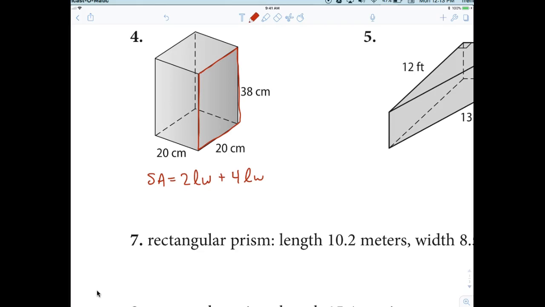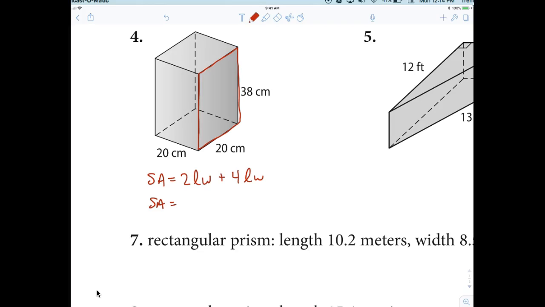Now, technically, its length and width are both what? 20. Is everybody good? Tell me. How come you did the 4? Is that because the 4 sides are? That's correct. The 4 walls. Oh, even though I know what you meant.